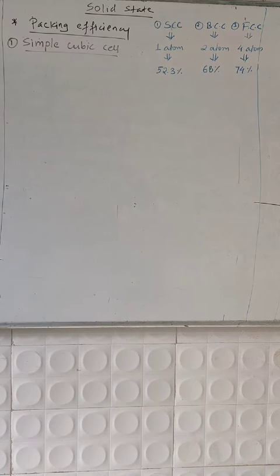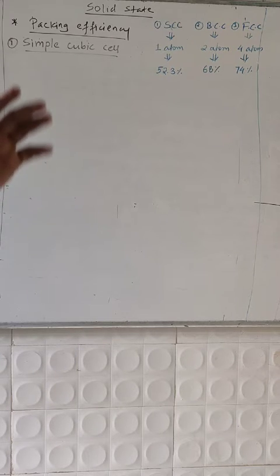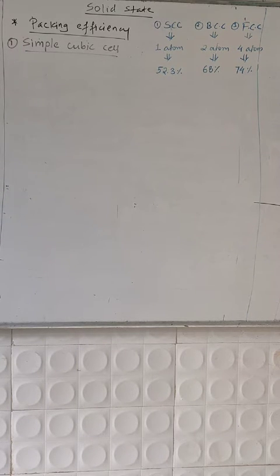So we will do some derivation that is called packing efficiency. How did this percentage come? But as per the syllabus, we will discuss only simple cubic cell and body-centered cubic structure. Face-centered cubic structure has been deleted from the chapter for this year. The first one is a simple cubic cell.